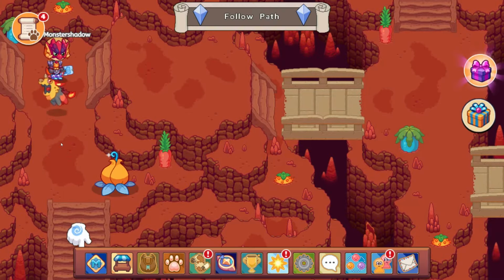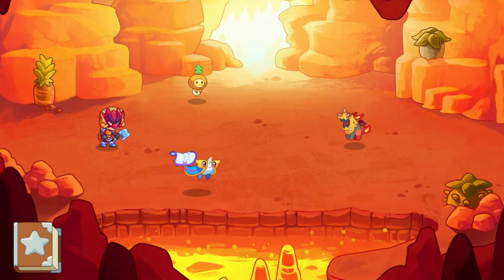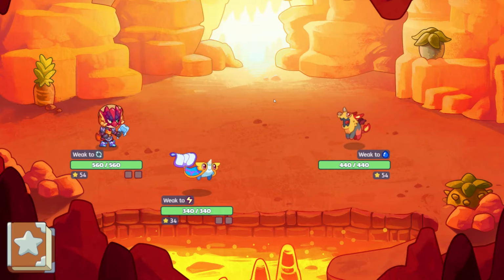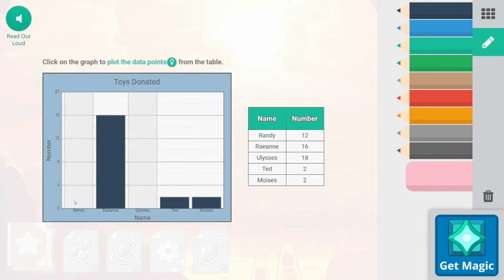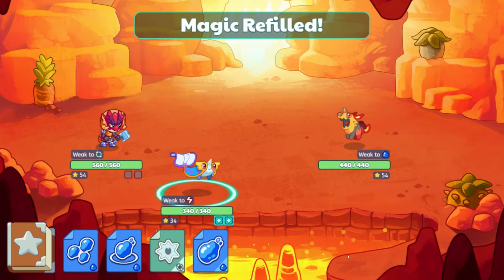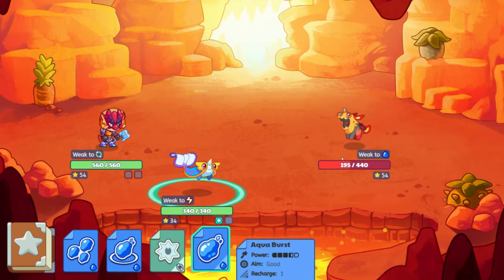Okay, let's get into this battle. This is a Hob. Oh, Puck. Sorry, Puck. Hob is electric. It's electric. And data points, Randy has 12 numbers. Rianne has 16. Ulysses has 18, which is going to be this line. This is 20, this is 16. So that would be half, so that's 18. Ted and Moises have 2. All right, we are going to go ahead and do Aqua Burst. Good hit there.